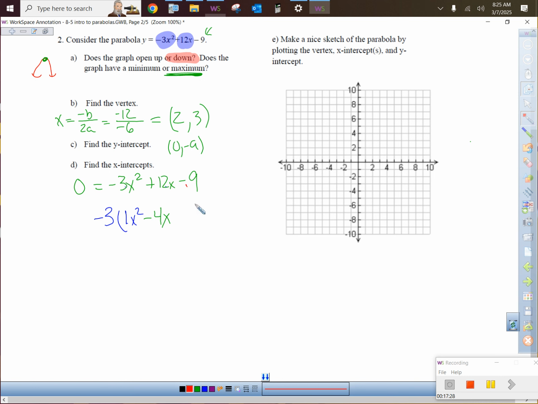Negative divided by negative is a what? +3. And then what I'm going to do is be very nice. Don't forget we got to put the equals 0 at the beginning or at the end. What I'm going to do is also be very, very nice to you.